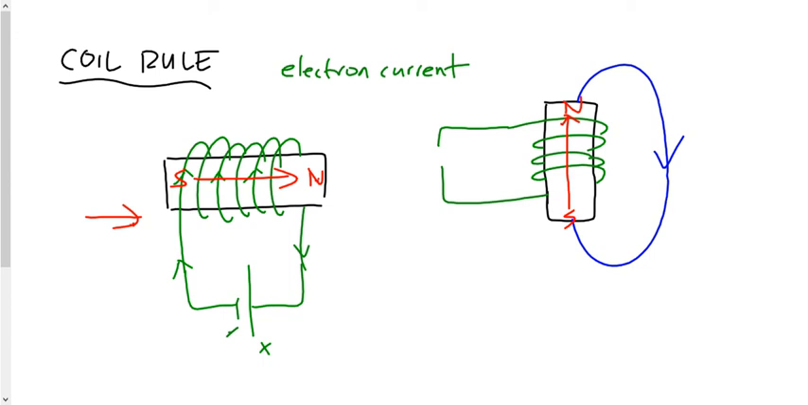So my thumb points up. I know it should point up because Cody told me the magnetic field inside is upwards. My fingers in the front will be pointing to the left. That means the electron current in the front will be pointing to the left. It's going to curl around like this.